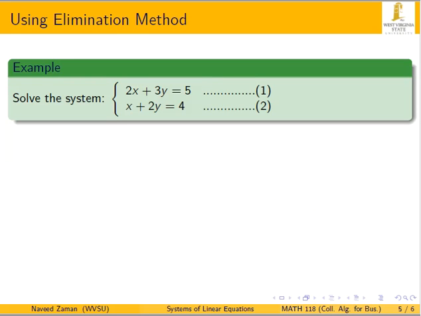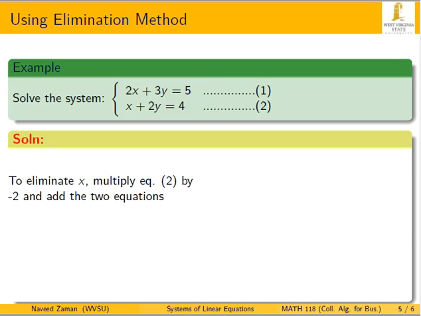So we're going to solve the same system using the elimination method now. And let's suppose we decide to eliminate x. If we want to eliminate x, the coefficient of x in the second equation should be negative 2, so that when we add the two equations, the x's get cancelled. So that's what we're going to do. We're going to multiply equation 2 by negative 2.